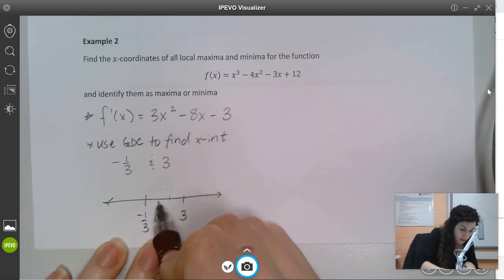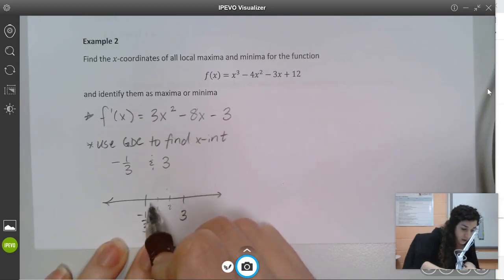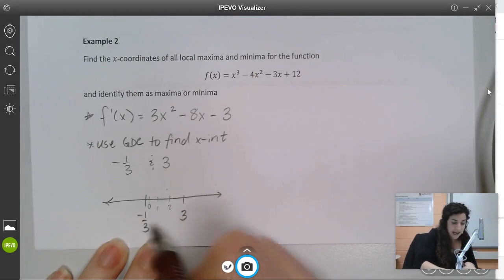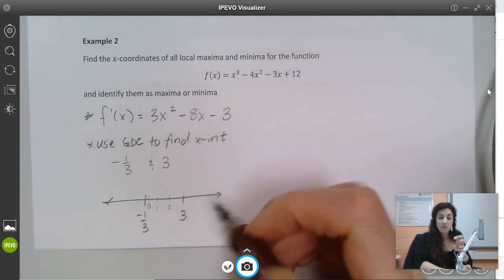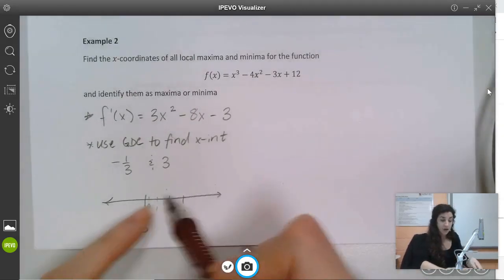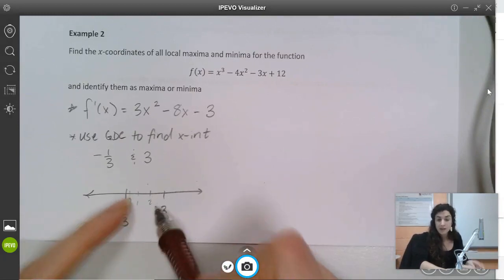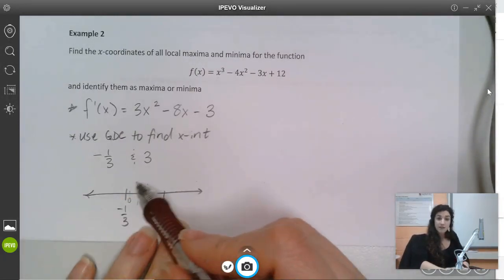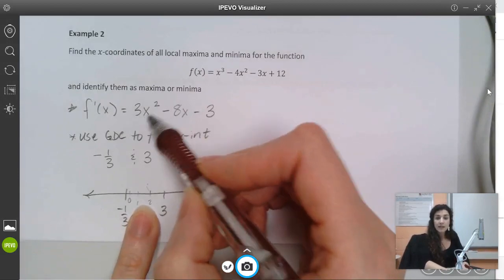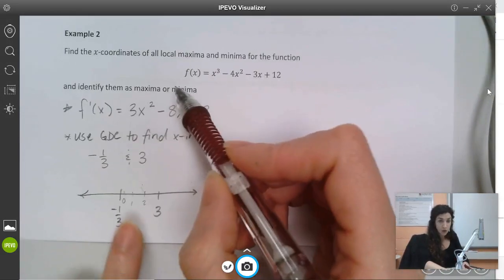Thinking of it as a number line: 2, 1, 0, right? And negative 1/3. You don't have to put these numbers in between, but just realize it's a number line and all the numbers are happening. 0 is in between here. So if I want to know the sign here, I could plug in 0 for this equation.